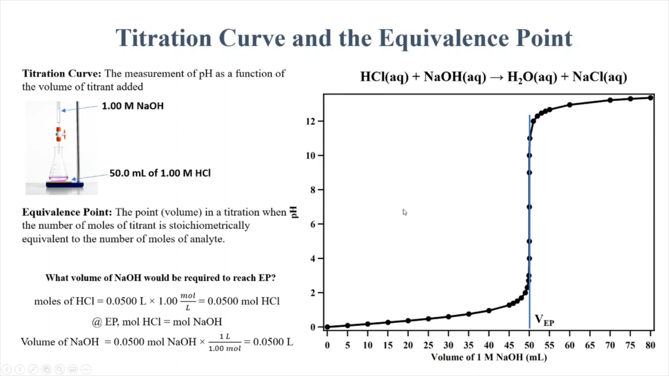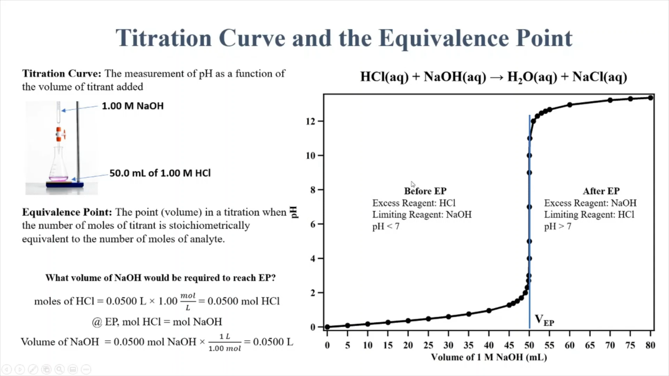So at the equivalence point, where we've reacted all of our HCl and all of our NaOH, because the number of moles are equivalent, we get a pH of exactly 7. That's because all we have in that solution is water and NaCl. Now, on either side of that equivalence point, one of these two things is going to be in excess.